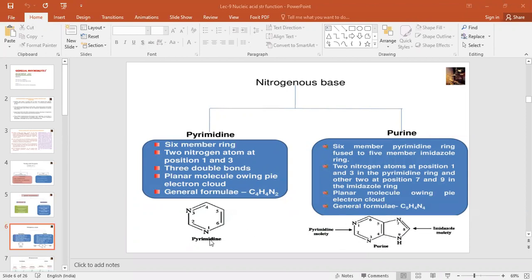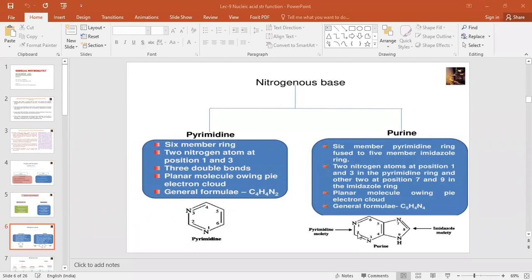After drawing, you have to give the numbering. How to give the numbering? In the pyrimidine, you give the numbering in a clockwise manner, starting from this nitrogen. And in the purine, you have to give the numbering from this nitrogen, in an anti-clockwise manner, against your clock. So the numbering is given like this: 1, 2, 3, 4, 5, 6.